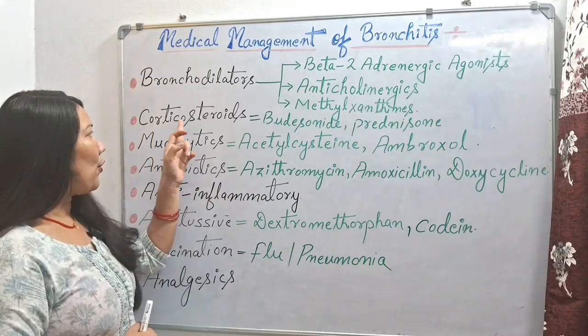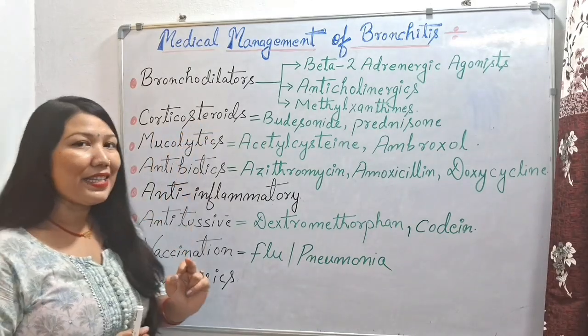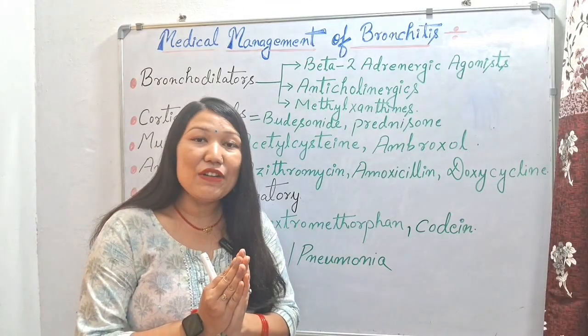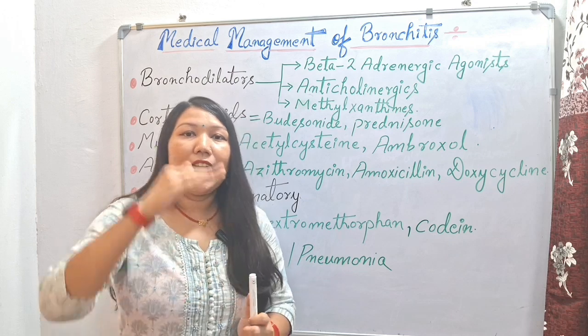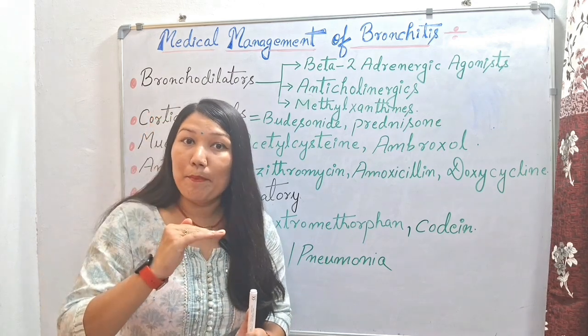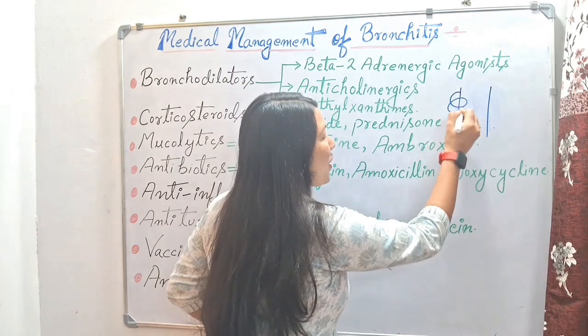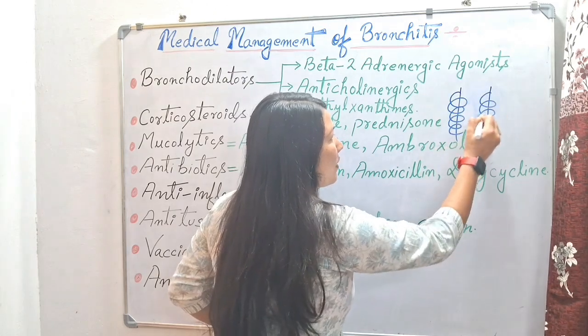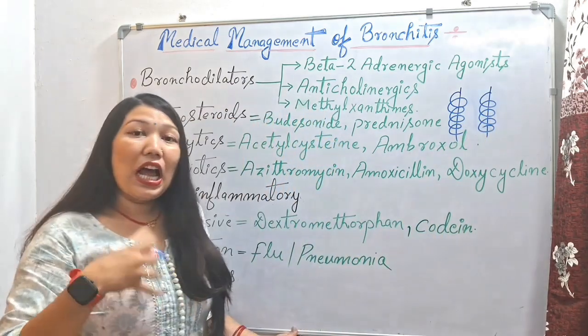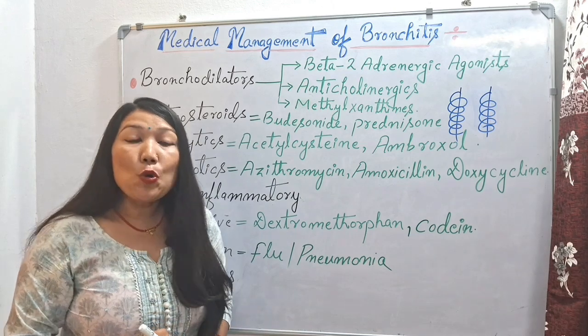Next we have corticosteroids. Corticosteroid medicines have an anti-inflammatory property. They will decrease the inflammation in the bronchi and in the bronchioles. The swelling and inflammation is decreased by the corticosteroid drugs. It will also decrease the immune response.